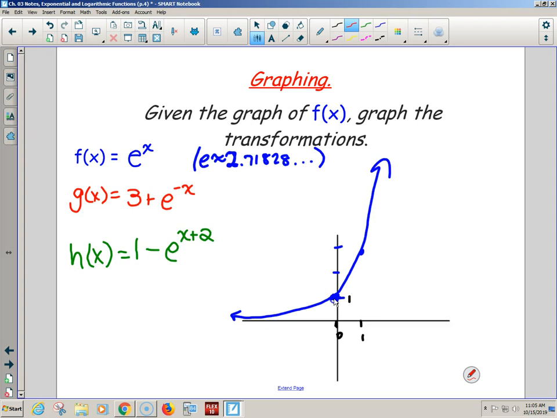So, what are the transformations in letter G? Up 3, reflection in the y-axis. Good, because it's an inside negative, and that means it's going to be a horizontal flip. So long story short, horizontal flip, then wait a minute.